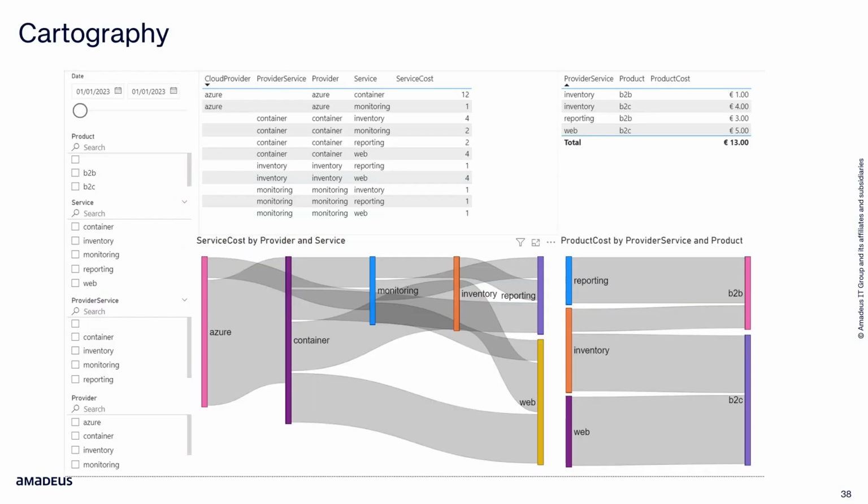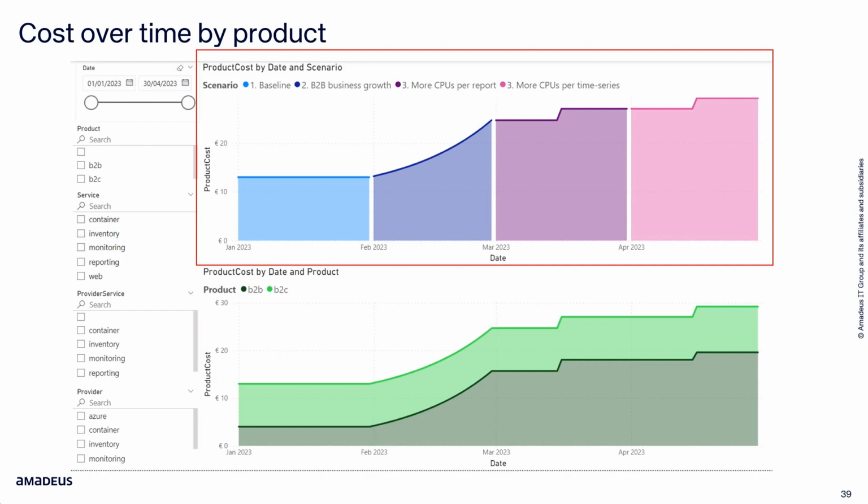Now, let's have a look at a few sample reports in Power BI where the table of allocated costs has been loaded. The Sankey visual used here shows how costs are allocated from the cloud to services, then from provider services to consumer services, and last to products. We have created a few scenarios in which one can witness cloud cost increases. The area chart at the top of the report shows how product costs evolve over time in the different scenarios. Obviously, we would like to know the reason of the cost increase for each scenario.